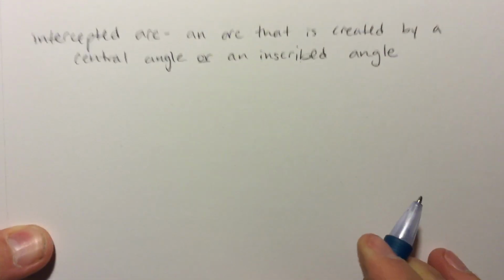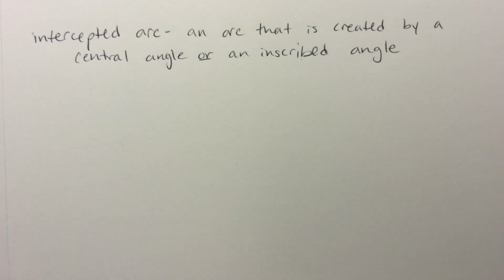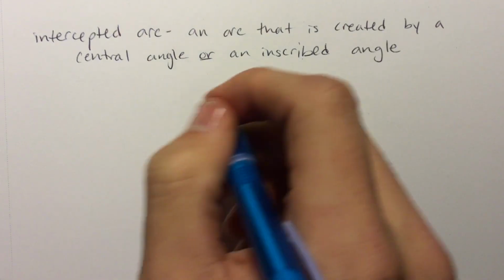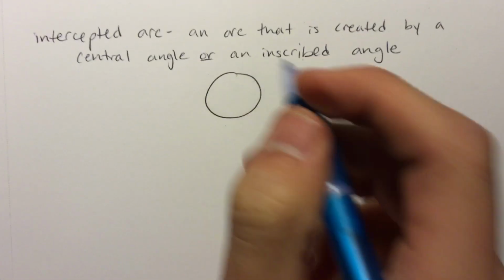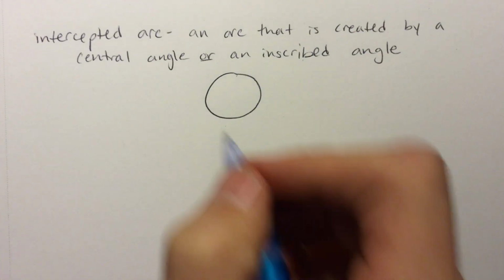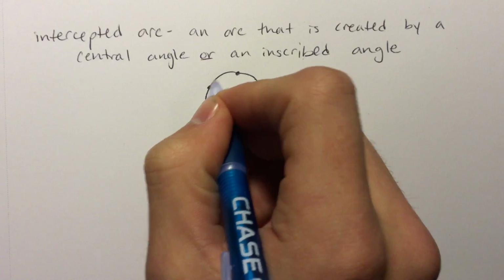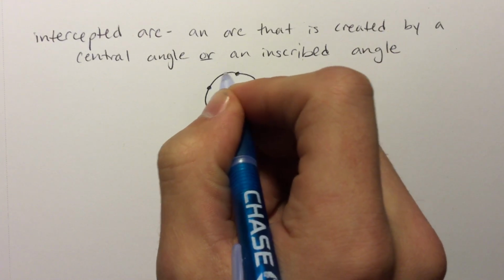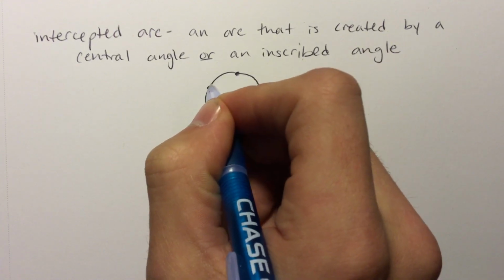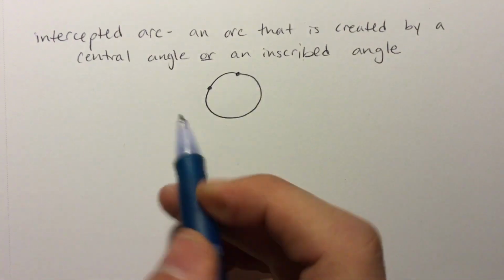And this is not the formal definition for an intercepted arc, but when I illustrate it, hopefully you can see what I'm talking about here, okay? So if I have an intercepted arc, we already talked about what arcs were. If I have 2 points on my circle, an arc is the distance along the circle, the curved part, that is the distance between my 2 points. So that is an arc.